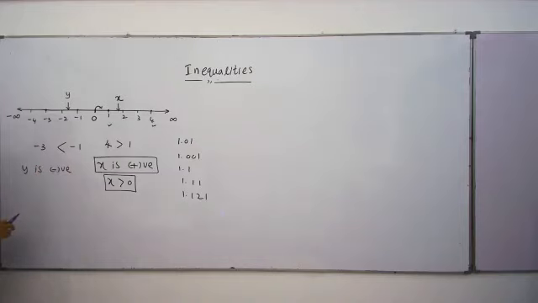Y is negative. When we consider y and 0, since the 0 is on the right of y, the number on the right is always greater. Then we can write 0 greater than y, or in other words, y less than 0. So if any real number is negative, we can write that it is less than 0.